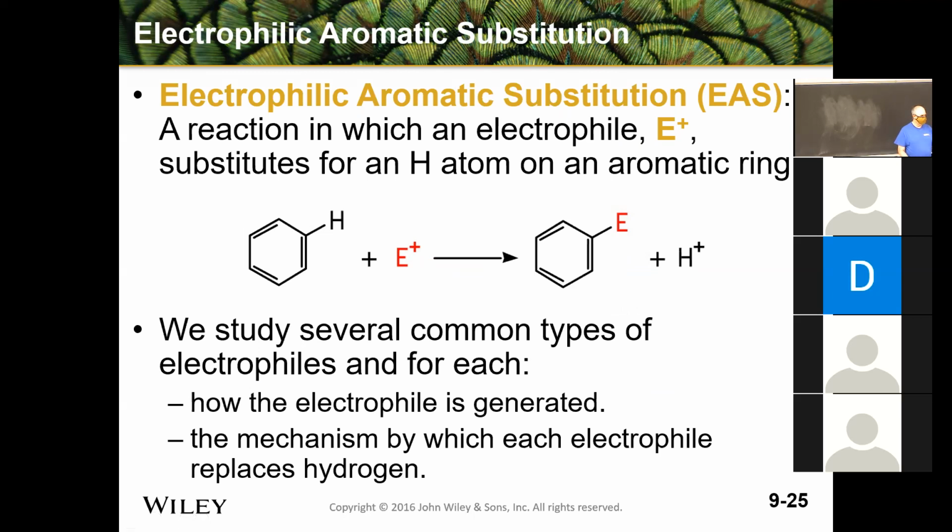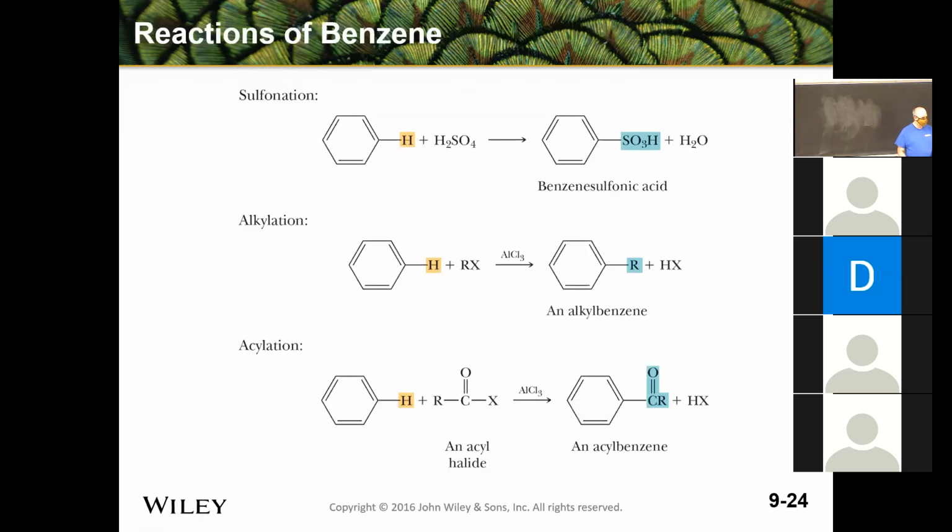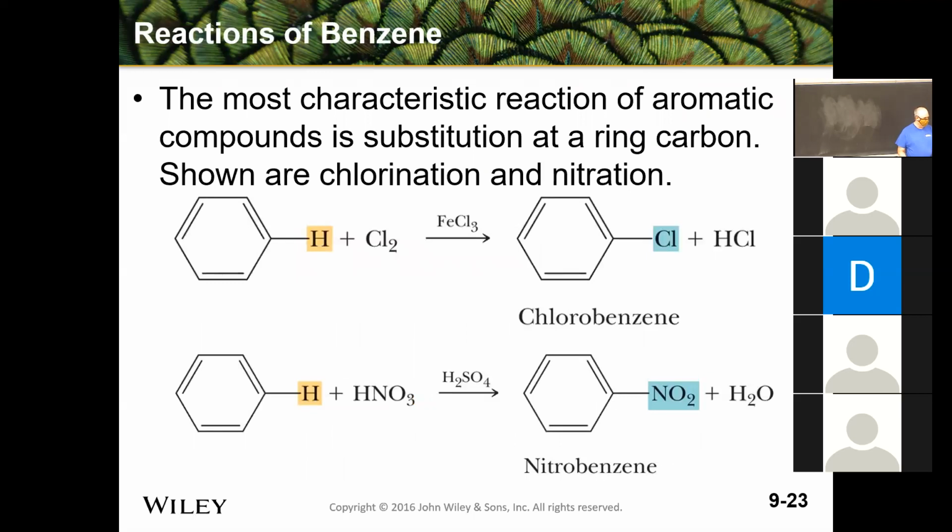Okay, this is the most common mechanism for aromatic compounds, and it is called electrophilic aromatic substitution, or EAS. The reaction occurs in which an electrophile, which we'll abbreviate as E+, substitutes for an H atom on the benzene ring. All of these reactions that we looked at in the previous two slides are examples of that.